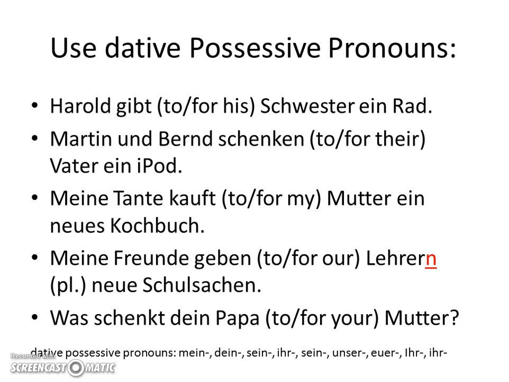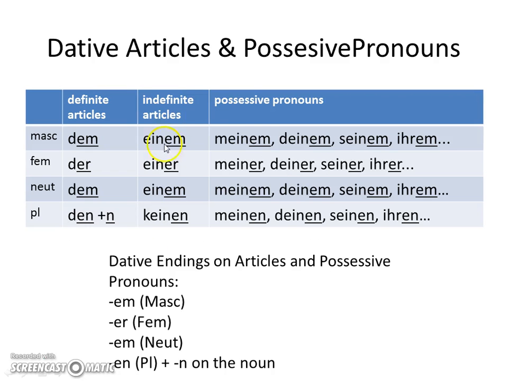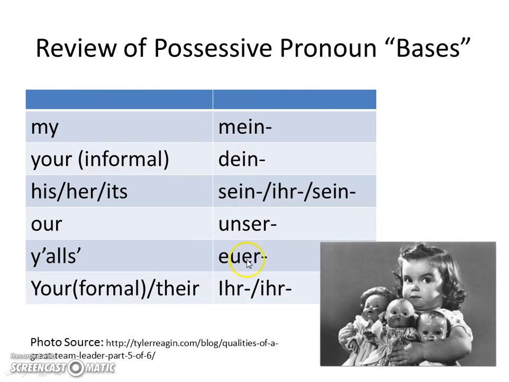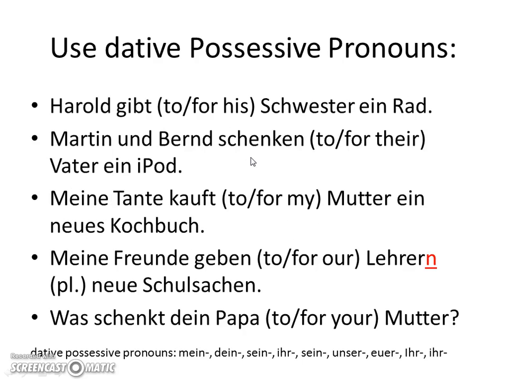Now try your hand at the dative possessive pronoun. So you're going to go up to your chart that looks like this. It's all of these guys. Mein, dein, seine, sein, unser, euer, ihr. You're going to put dative endings on all of these. So use these to fill in these blanks. I'll give you a few minutes and then we'll check them.